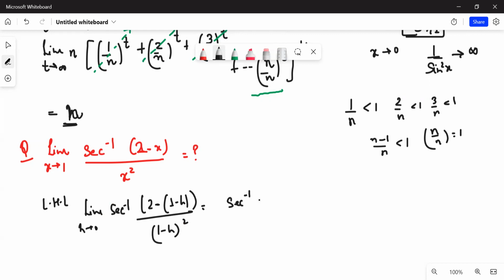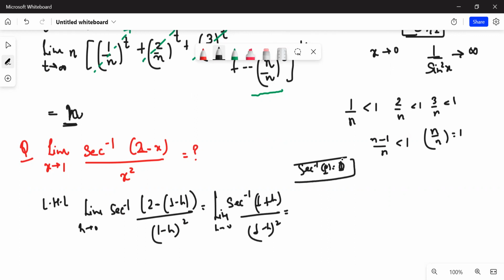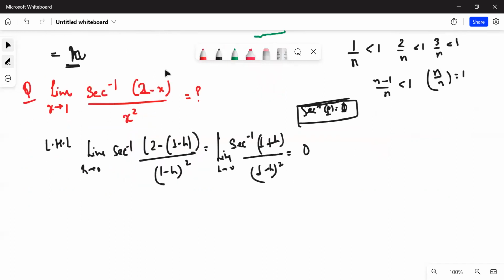This gives secant inverse of (1 plus h) upon (1 minus h) the whole square, and h tends to 0. Secant inverse 1 is equal to 0. Left hand limit will get 0. There is no doubt regarding it. But once you're finding right hand limit, now there would be a difficulty here.